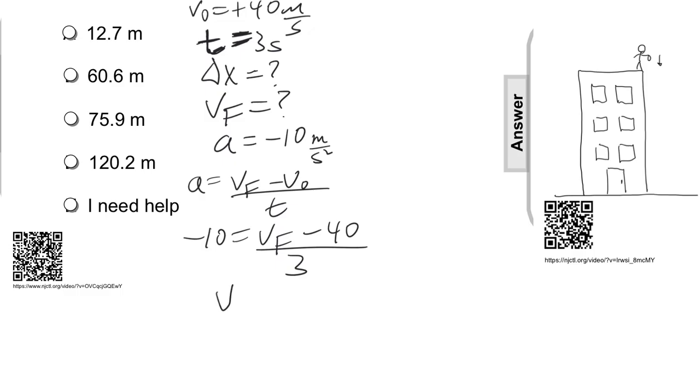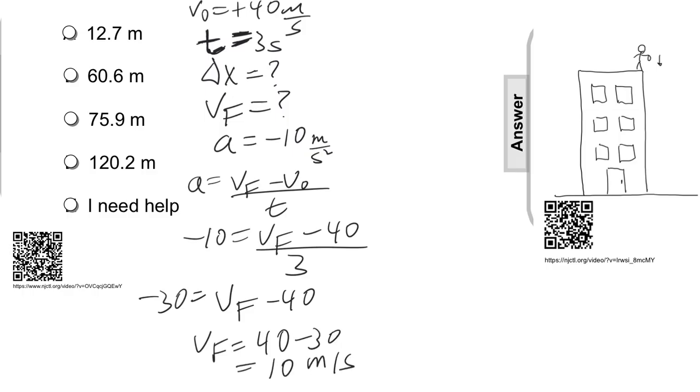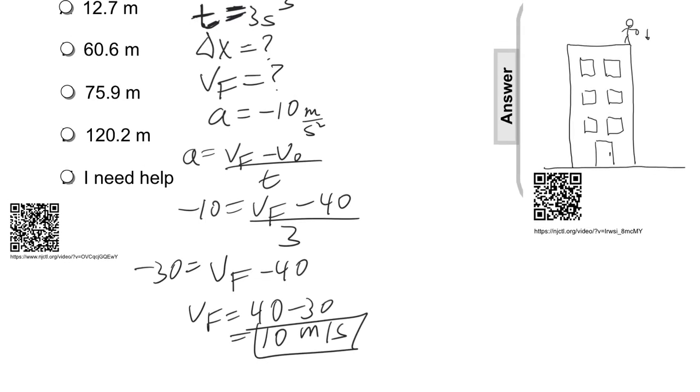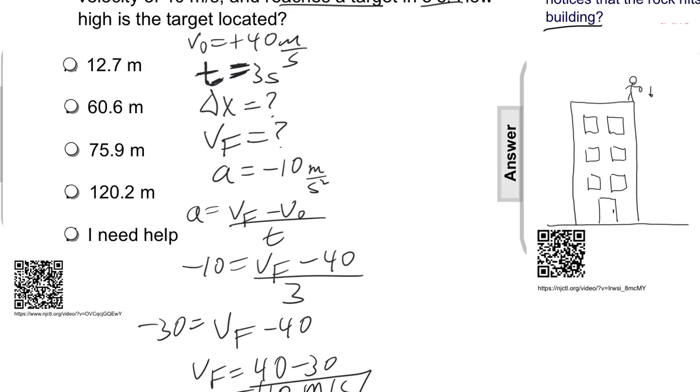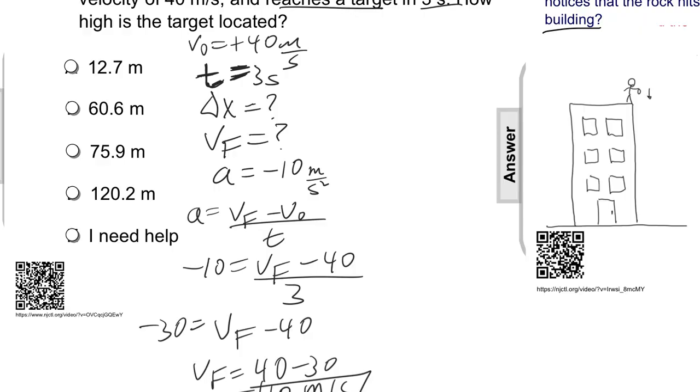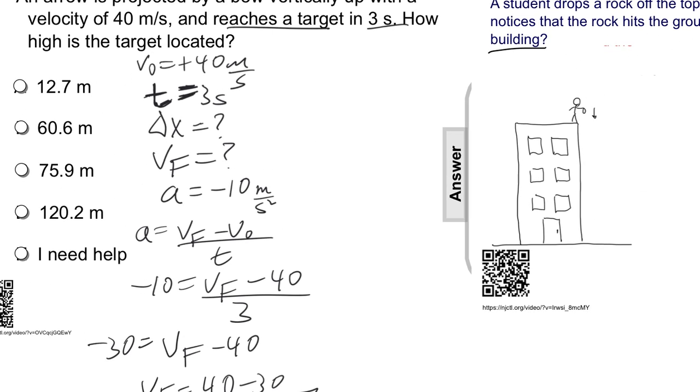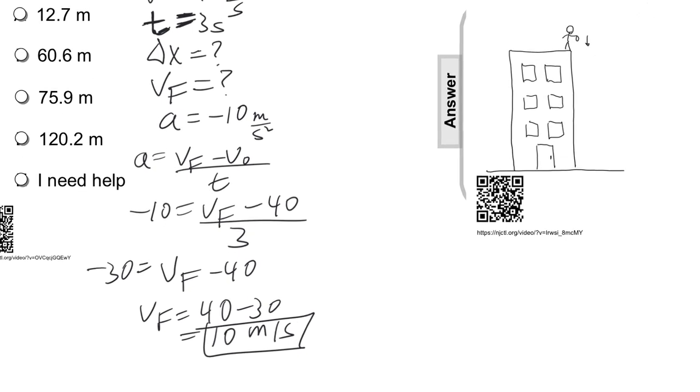So let's cross multiply. Negative 30 equals VF minus 40. So VF equals 40 minus 30, which is 10 meters per second. I guess if you're shooting a bird or a duck, the arrow hits the bird going 10 meters per second upwards. The bird wasn't at the highest point of the path of the arrow, or else VF would be 0.